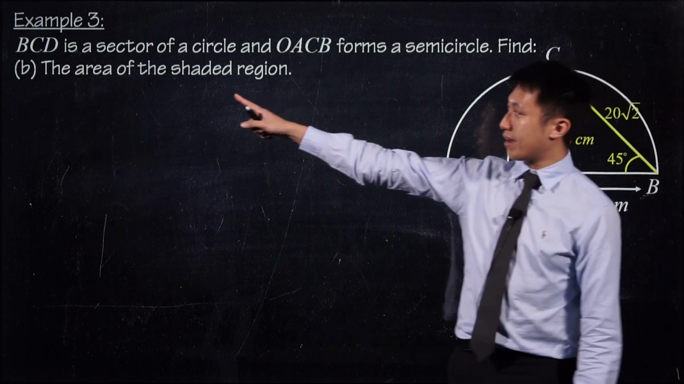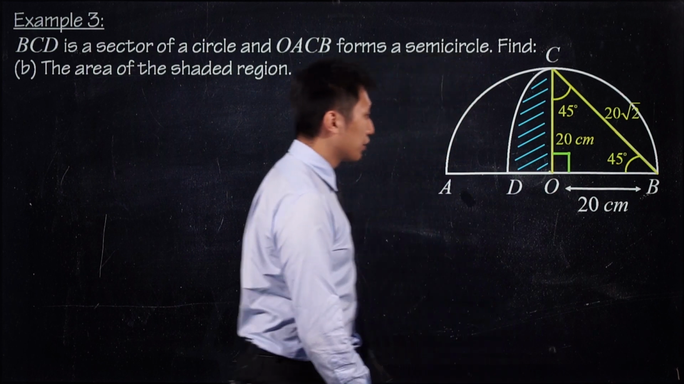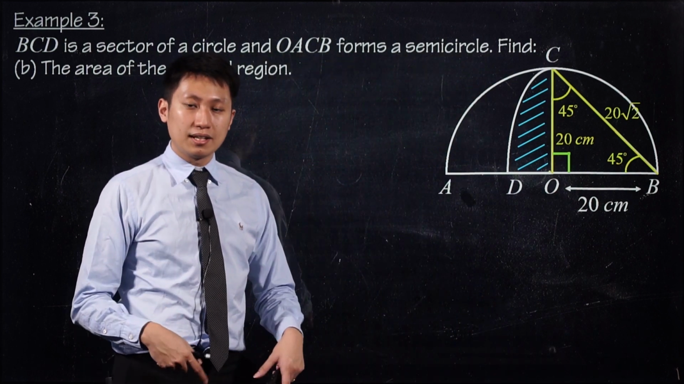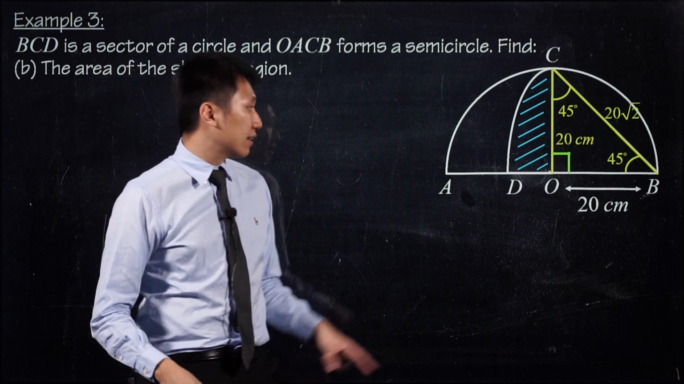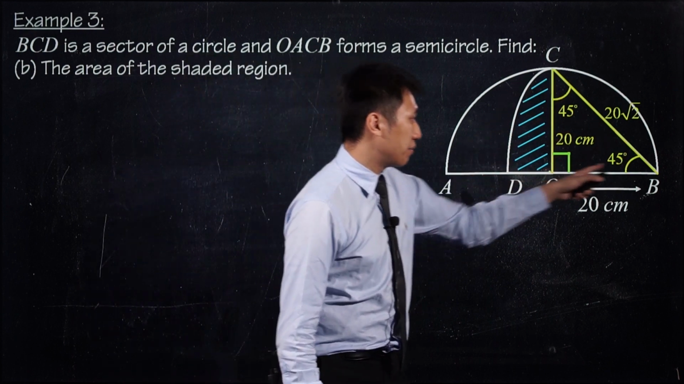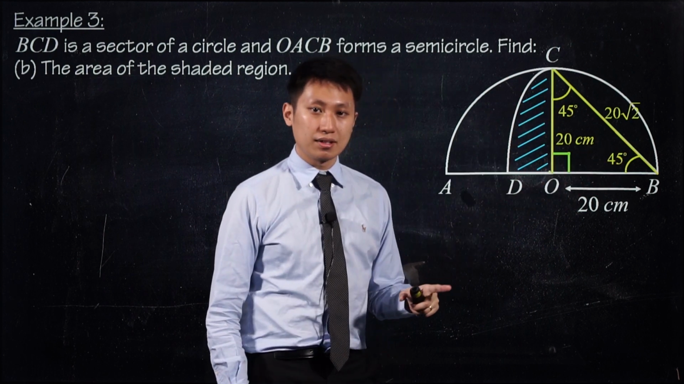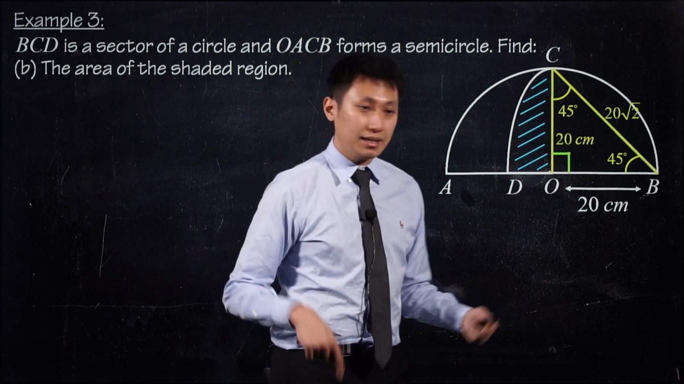We want to find the area of the shaded region. Finding area, what we have in our toolbox is that we can find a sector. The whole sector we will be able to find. So we find the sector and minus the right triangle. Then we are done. Easy.